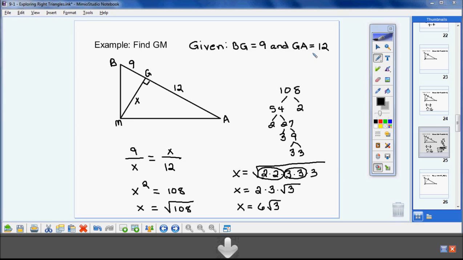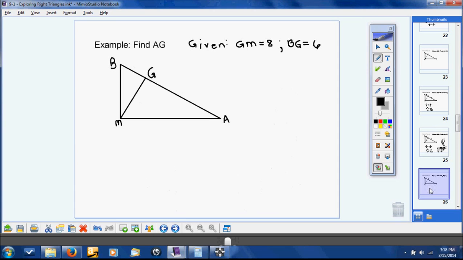We bring out a 2, we bring out a 3, and we end with 6 times the square root of 3. Okay. Hopefully that is done and in your notes. We're going to look at another example.